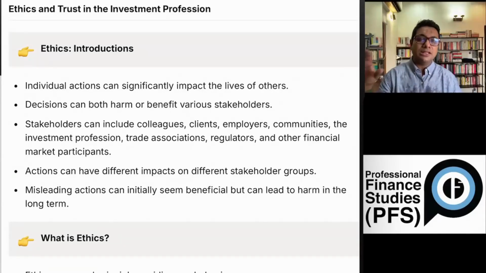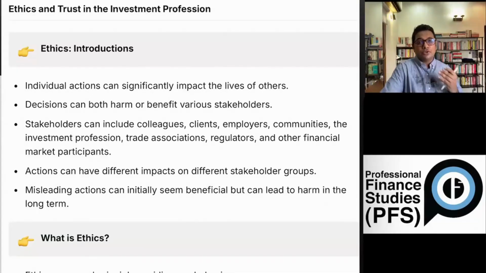And also there are some misleading actions that seem very beneficial in the short term but can have very negative consequences in the long term. For example, whenever you take a decision that seems to solve some of your short-term problems, but it has far-reaching negative consequences in the long term.